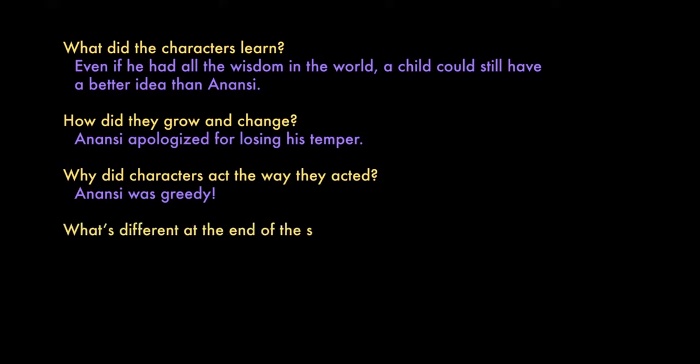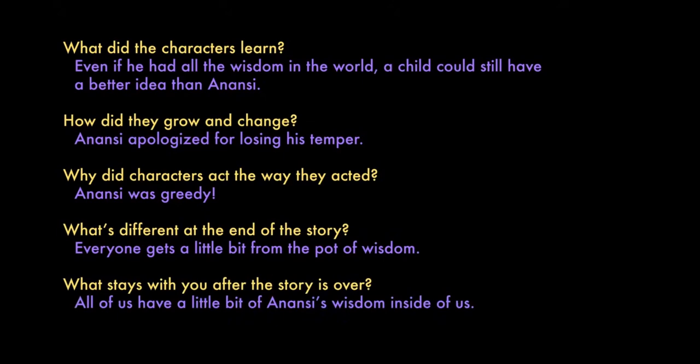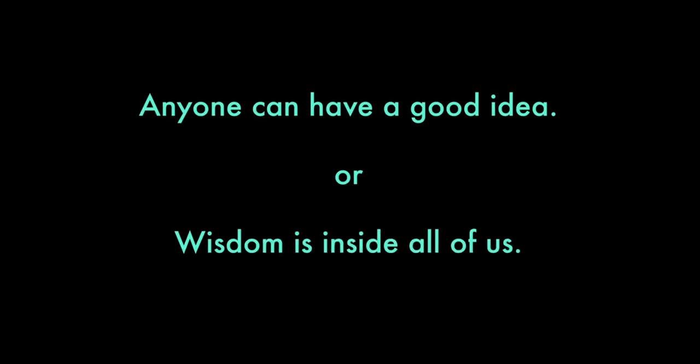And what's different at the end of the story? At the end of the story, everybody gets a little bit from the pot of wisdom. It flows out into the ocean and gets sent to everybody. And Anansi realized that keeping all the wisdom to himself still didn't make him the wisest all the time. Finally, what stays with you after the story is over? The fact that all of us, you, me, your Aunt Matilda, all of us have a little bit of Anansi's wisdom inside of us. So a theme of this story could be, anyone can have a good idea, or wisdom is inside all of us.